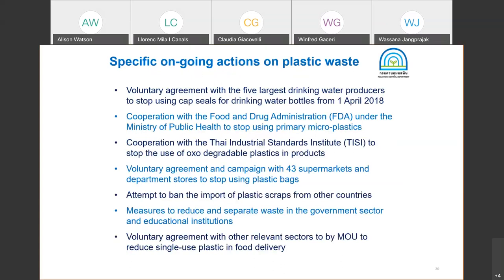This shows the ongoing actions on plastic waste in Thailand. We have many kinds of programs and campaigns for plastic waste. In the part of public-private partnership, we have a voluntary agreement with the 5 largest drinking water producers to stop using capsules for drinking water bottles, from 2 years ago. We have a voluntary agreement and campaign with more than 40 supermarkets and department stores to stop using plastic bags. And last September, this year, we had a voluntary agreement with the food delivery platform to reduce single-use plastic in food delivery. Next slide, please.